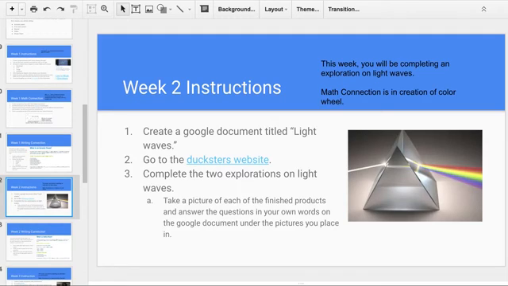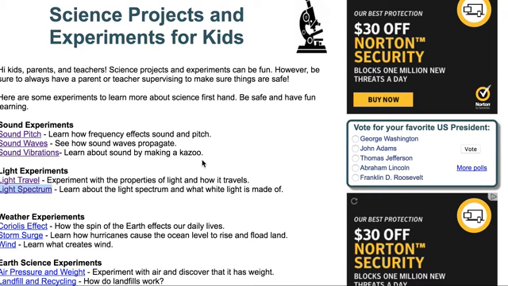This week we're going to go a little bit deeper. So we're going to expand our knowledge base on waves. So this week we're going to specifically look at light waves and what makes them special. So the first thing you're going to do is create a Google document titled light waves. Then you're going to go to the Ducksters website right here, which is going to look like this.